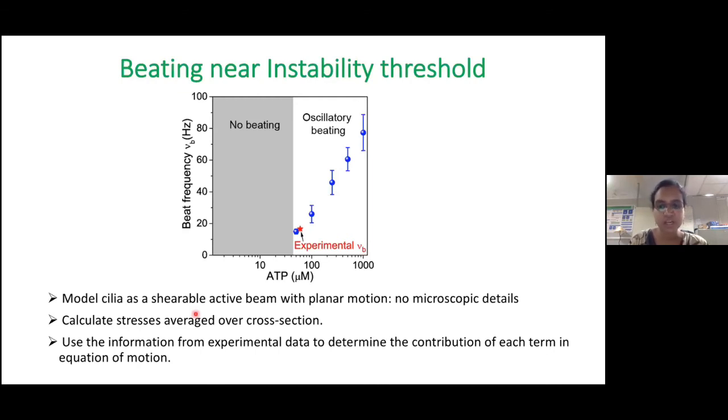So we can throw away most of the microscopic details, calculate stresses averaged over the cross section, and use the information from experimental data to determine the contribution of each term in the equation of motion. So this is in contrast to the previous studies where you would write down an equation of motion, then try to get parameters to fit to the experimental waveform. Here what we are doing is we are getting the waveform and flow field to independently assess the magnitude of each of the terms in the equation of motion before actually settling on a given equation of motion.